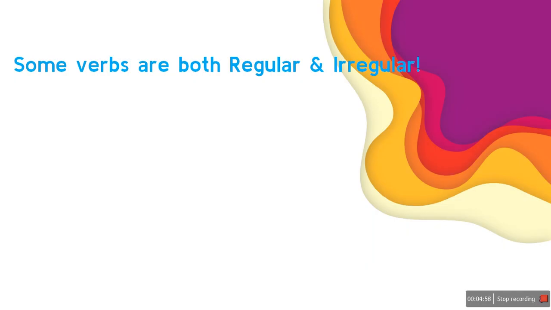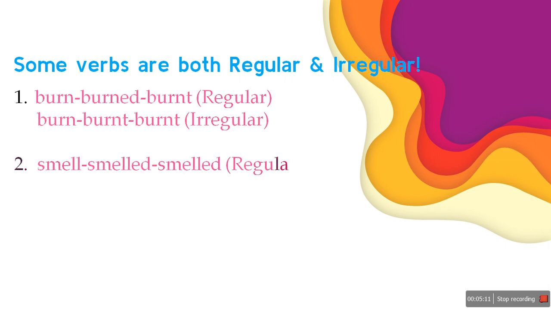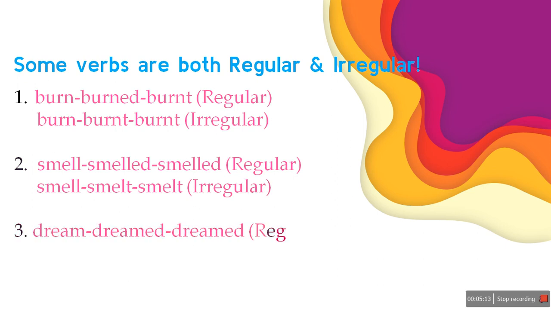Next, see, there are some verbs that are both regular and irregular. Isn't it different? Let's see here. Burn, burned, burnt. So here, burned, burnt.